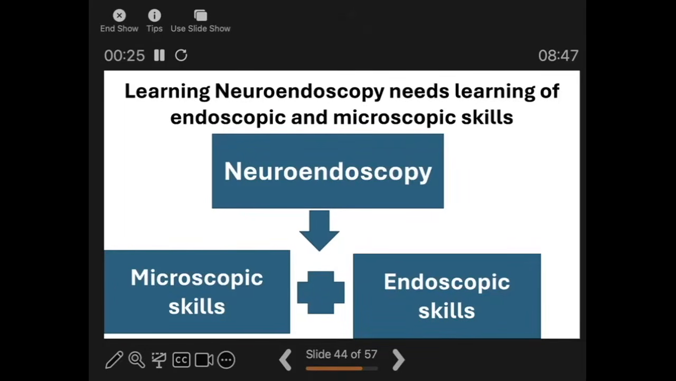The two techniques differ greatly in principle, instrument handling, and visual orientation. Here one can see that learning neuroendoscopy requires development of microscopic skill as well as endoscopic skill. So that means even if the person is expert in microscopic skills, he or she has to also learn endoscopic skills, which are sometimes completely different from microscopic skills, which I'll discuss in the next slide.